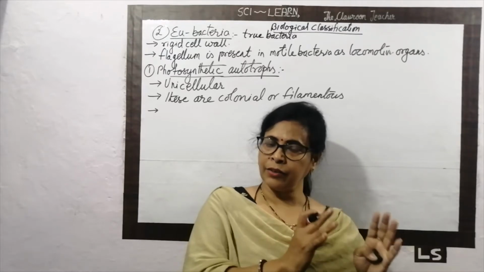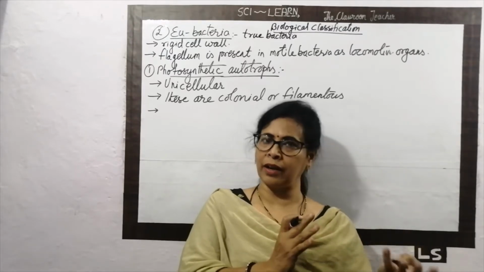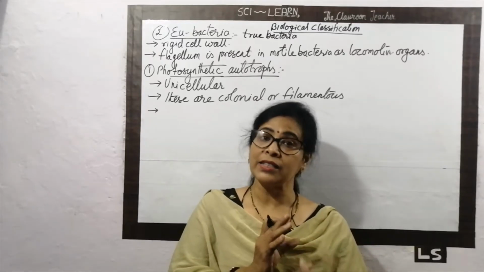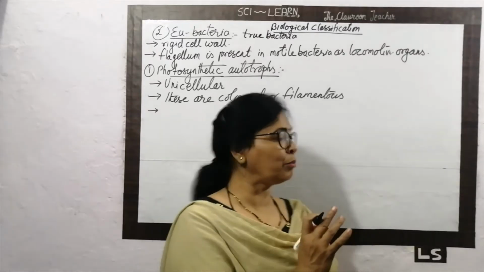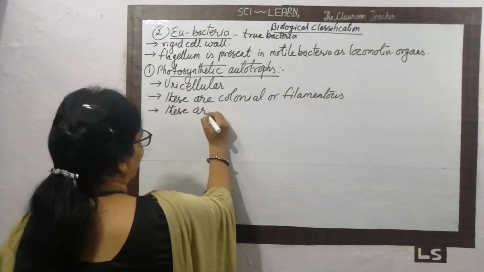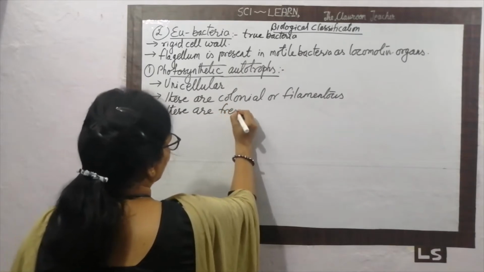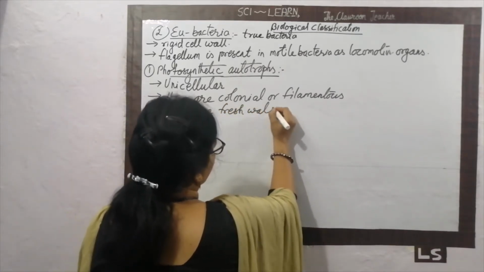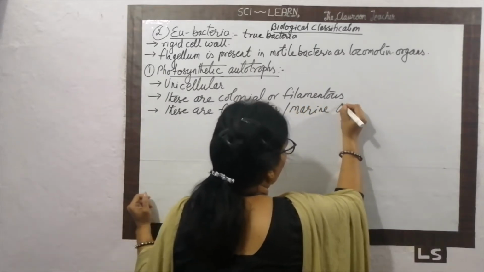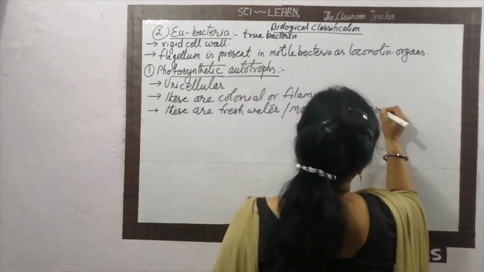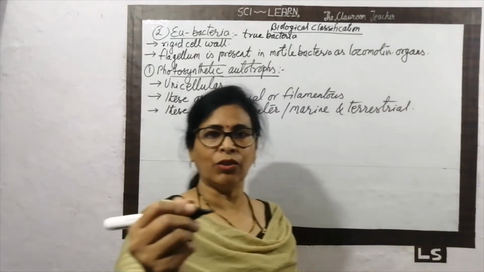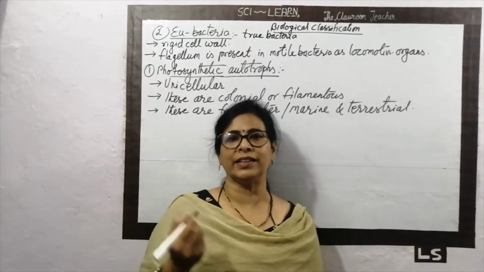They are differentiated in different habitats. They are able to live in fresh water as well as marine water, and in the terrestrial atmosphere also. So these have varied habitats: fresh water, marine water, and terrestrial. Terrestrial means they are able to survive or live on the land also.